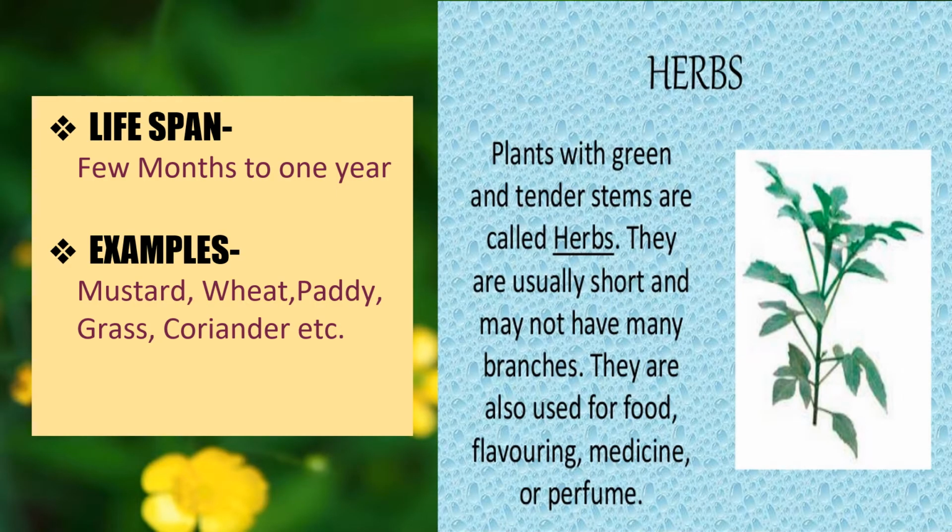Now, herbs. Herbs are small plants with soft and green stem and a lifespan of a few months to 1 year only. Examples: mustard, wheat, paddy, grass, coriander, tomato, seasonal flowering plants like balsam, sweet pea, dahlia, pansy, etc. Basically, these are used for food, flavoring, and medicines or perfume.